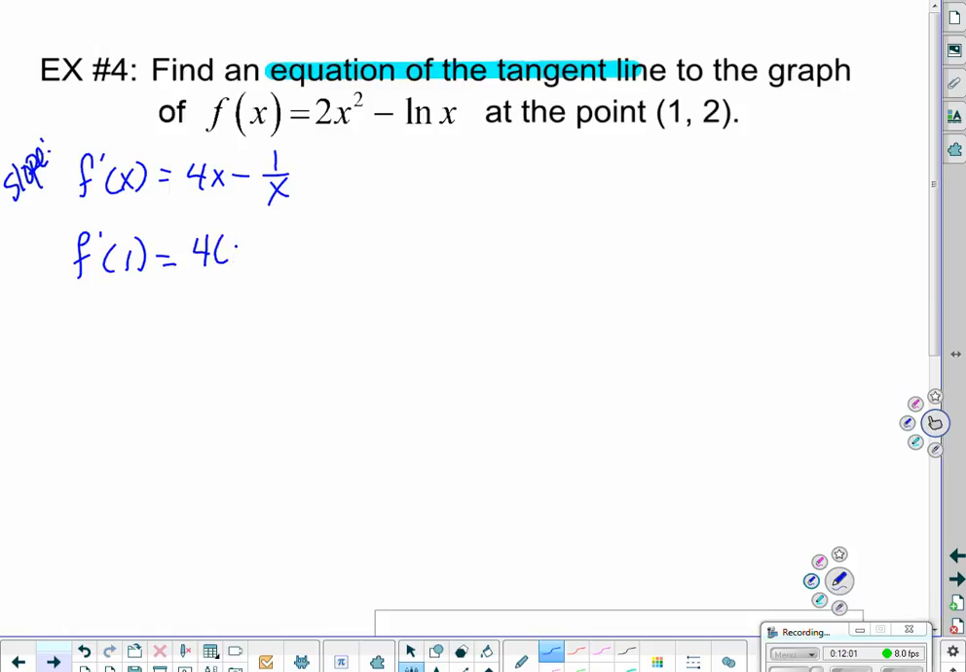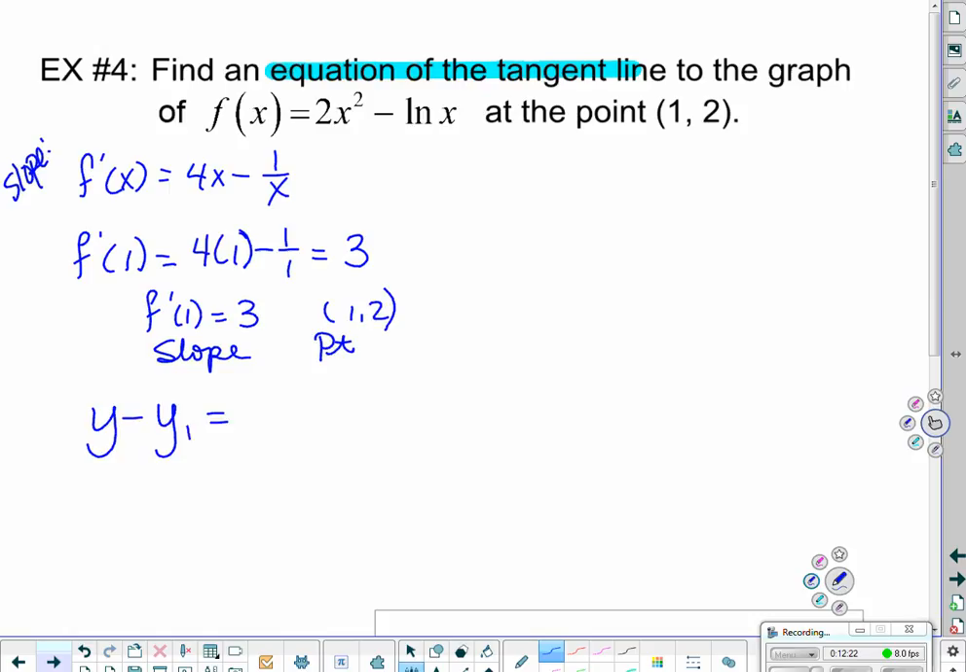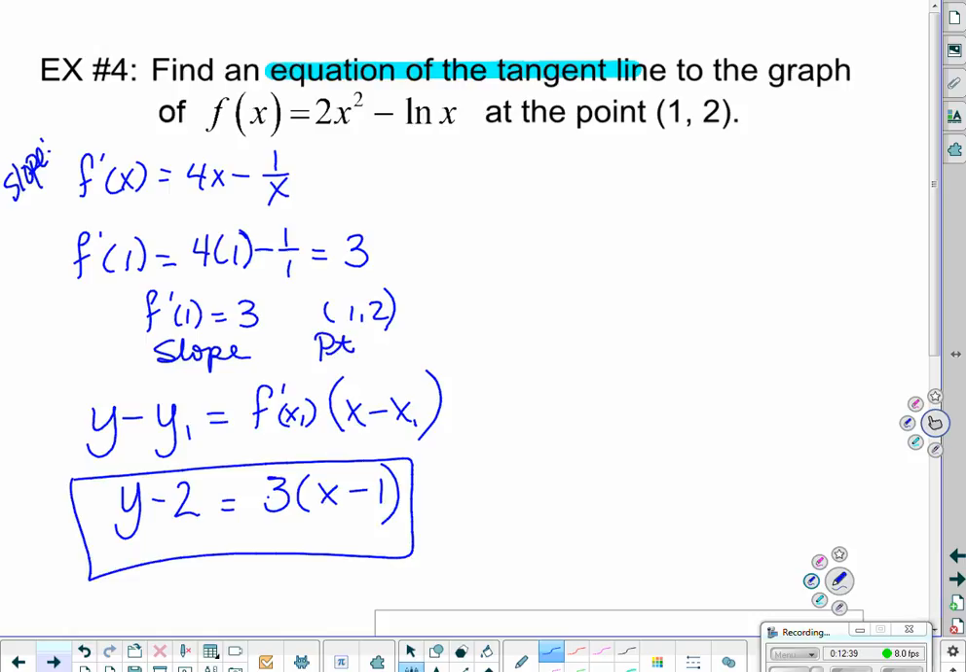So we have 4 times 1 minus 1 over 1. 4 minus 1 is a 3. F prime of 1 equals 3. That is the slope that we're interested in. And we also have a point given to us as 1, 2. Equation of a tangent line, if you recall, is y minus y1 equals the slope evaluated at that x1 point, x minus x1. That gives me y minus 2 equals 3 times x minus 1. That's a good enough format. Leave it there. Looks good.